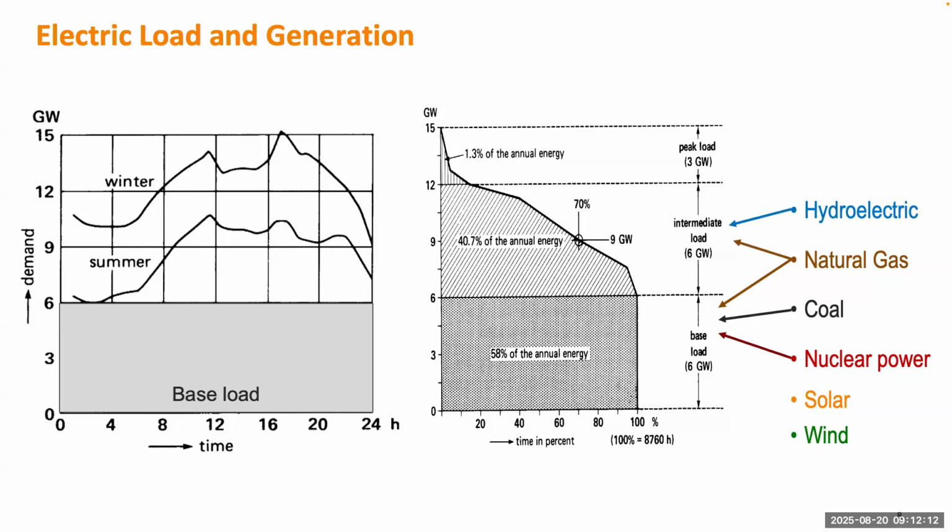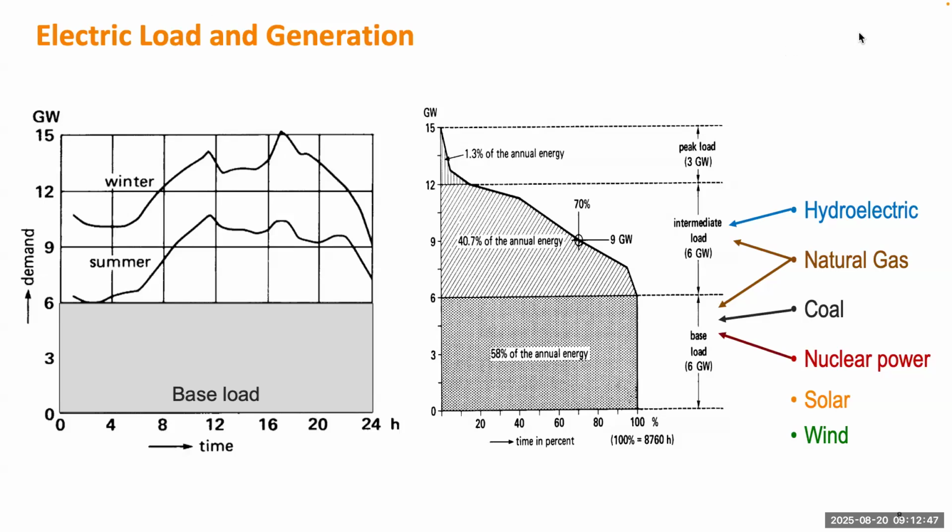Okay. So when we come to the load that is not always running, there'll be an intermediate load. The probability of such load will not be very low, but it never reaches 100%. So for example, at 9 gigawatt load, the chance will be 70%. To power that type of load, you need generators which can easily turn on and off. So you can use natural gas power plant generators and hydroelectric power plant generators.